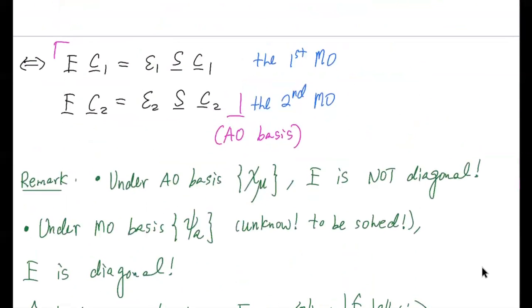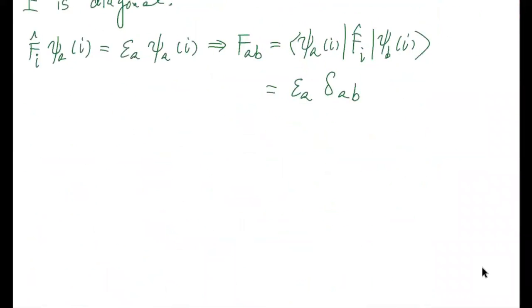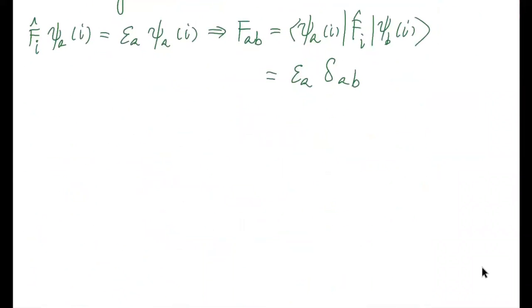And then we can solve for epsilon 1 and epsilon 2, which are the molecular orbital energies for the first molecular orbital and the second molecular orbital. And here I just directly write down the MO energies for the hydrogen molecule under the minimal basis here.